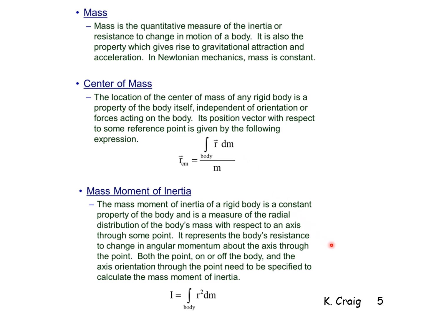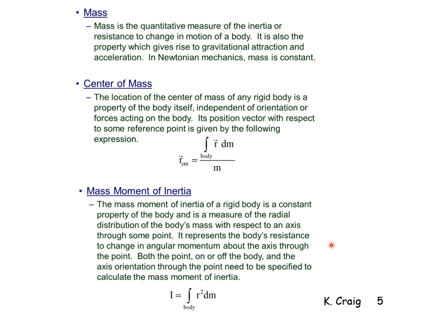What's the mass moment of inertia? The mass moment of inertia of a rigid body is a constant property of the body, and it's a measure of the radial distribution of the body's mass with respect to an axis through some point. So it's a property of the body. It has nothing to do with the forces acting on the body, the torques acting on the body, the motion of the body. It has everything to do with its mass distribution.